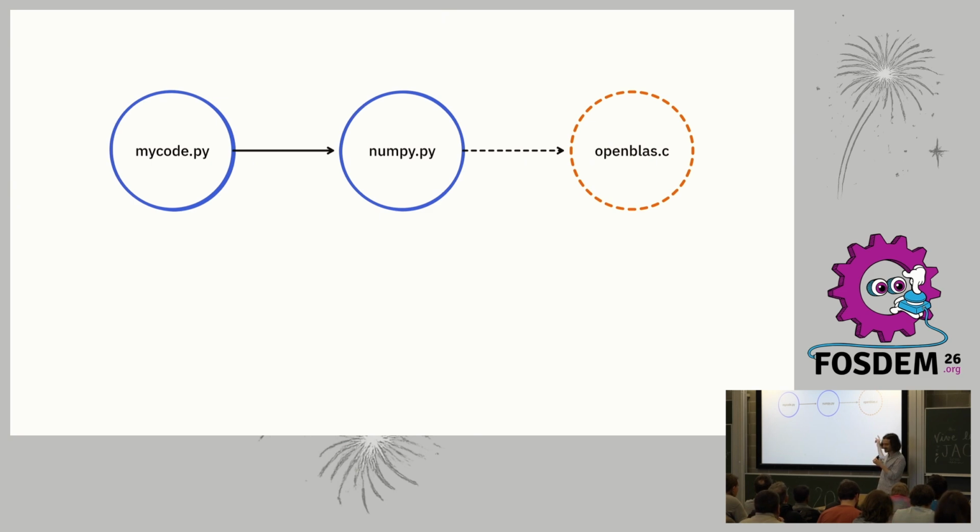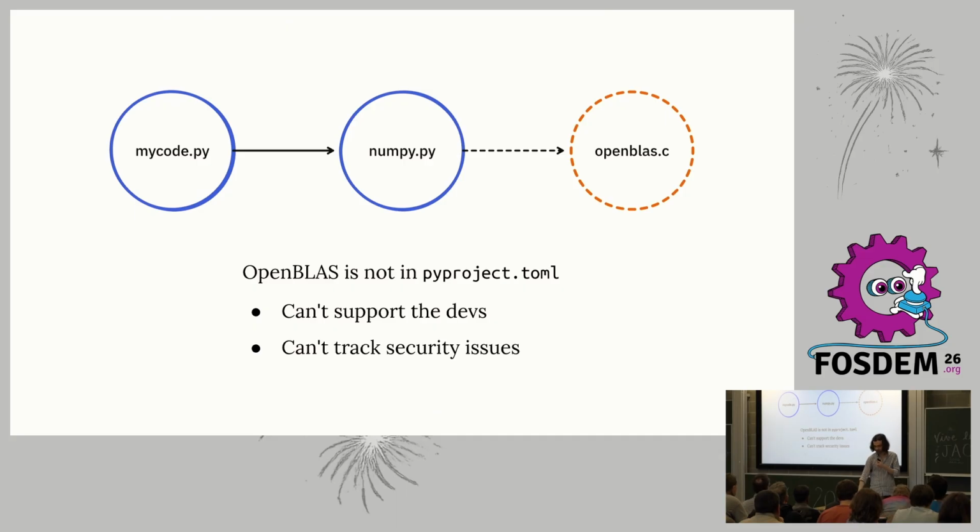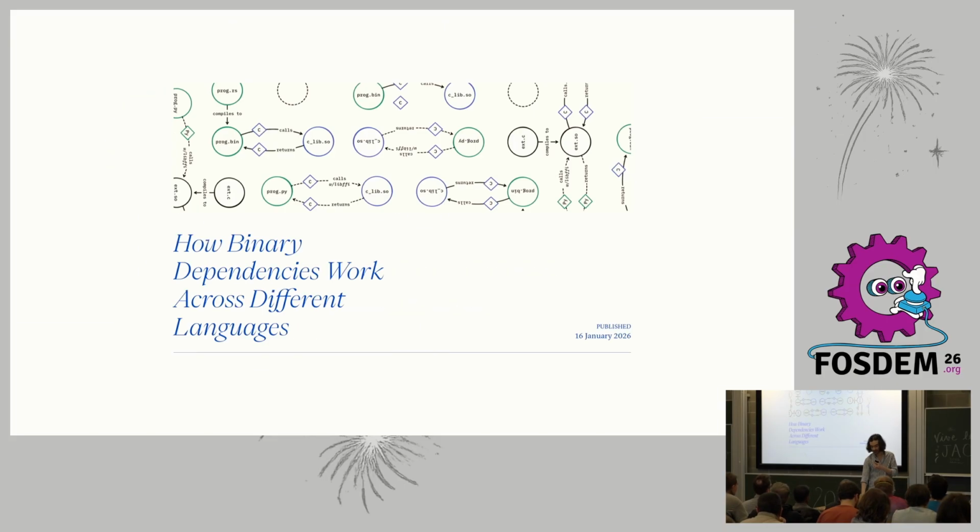But it doesn't say that anywhere, so we don't know that. So that's bad. It's not in pyproject.toml, so you can't support the developers of OpenBLAS or any of the other sort of binary dependencies that you rely on. And you can't track security issues in those packages, so that's not good.